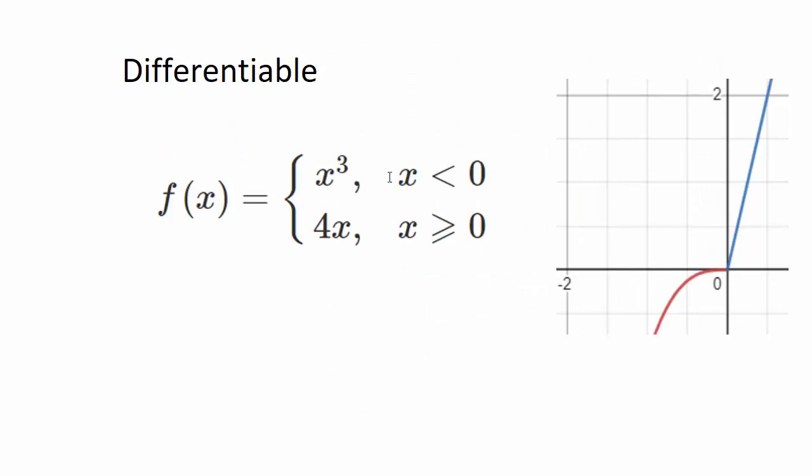Second concept, which they've said in the syllabus that you won't be examined on in a formal way, but they could use the word, is differentiable. And that means this function here is not differentiable because when x equals 0, the gradient of this is 3x squared, 0, but the gradient of this is 4. So they have a different gradient. We can see it in the diagram.